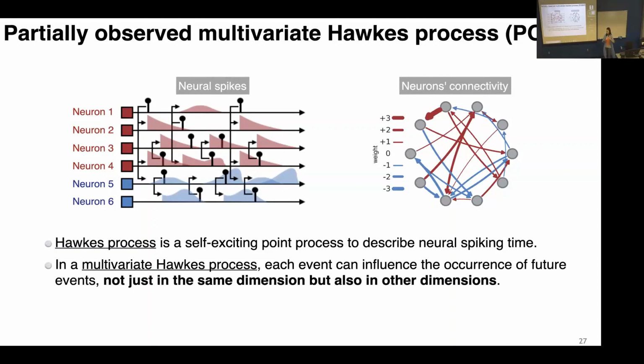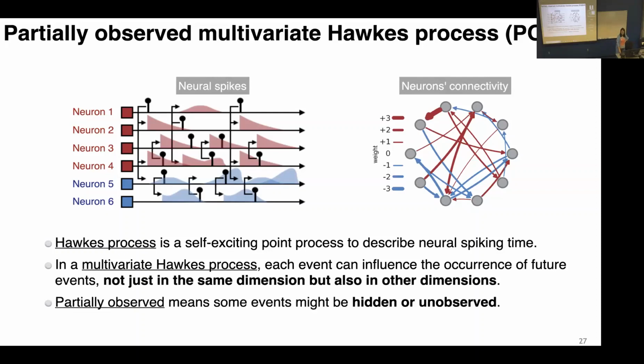Although we're talking about excitation, generally people can have self-inhibition in the Hawkes process as well. So basically the benefit of using MHP is you can learn the interaction matrix between neurons. I mean, also for other application cases as well.